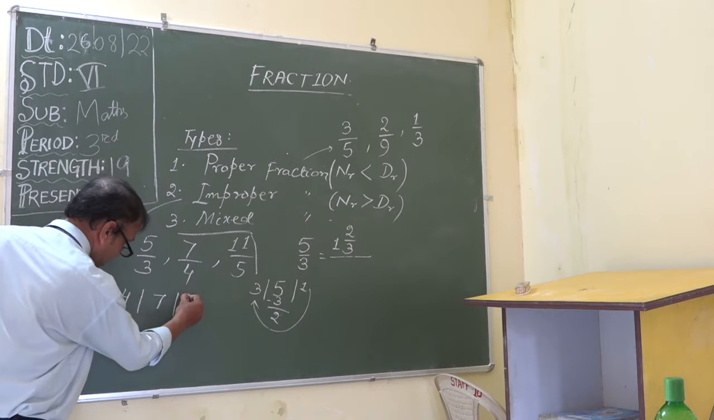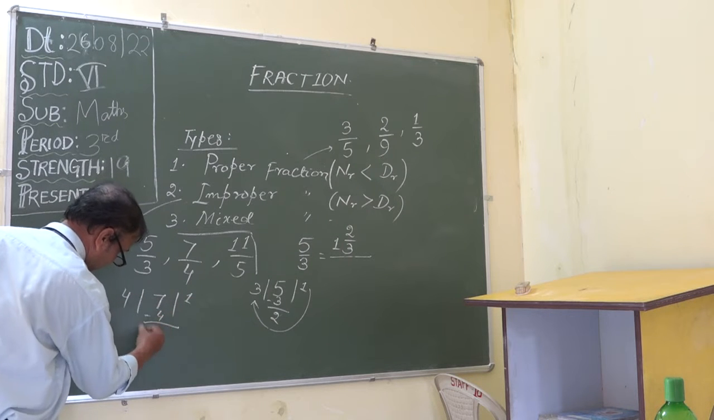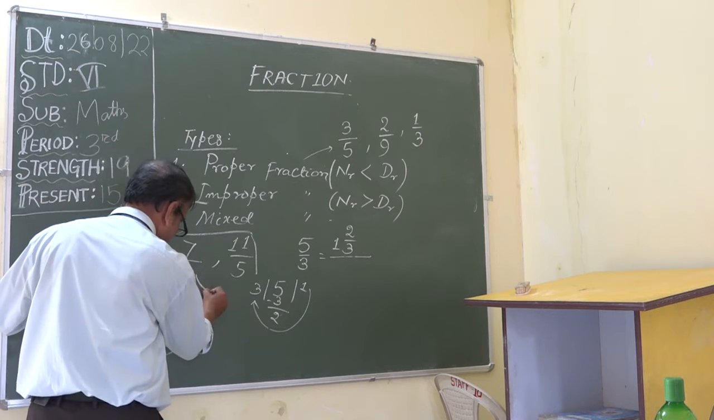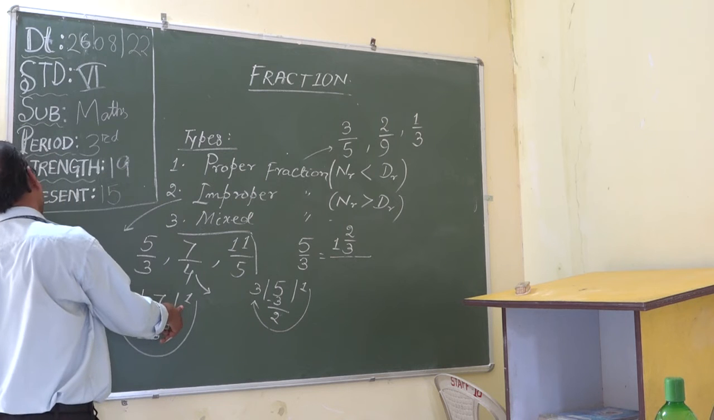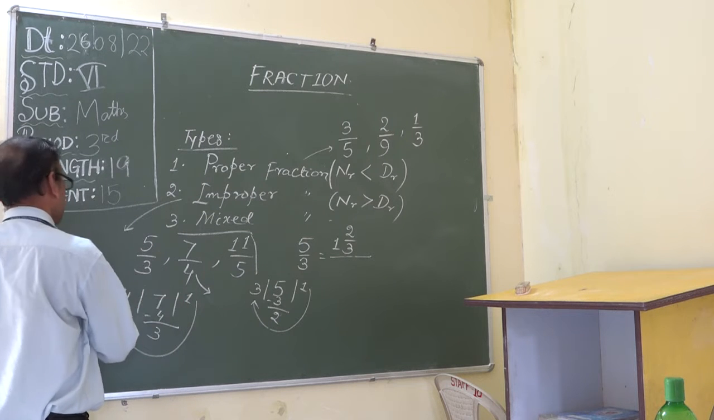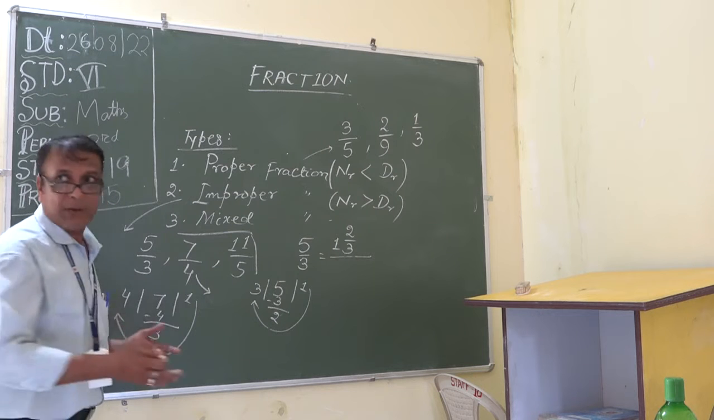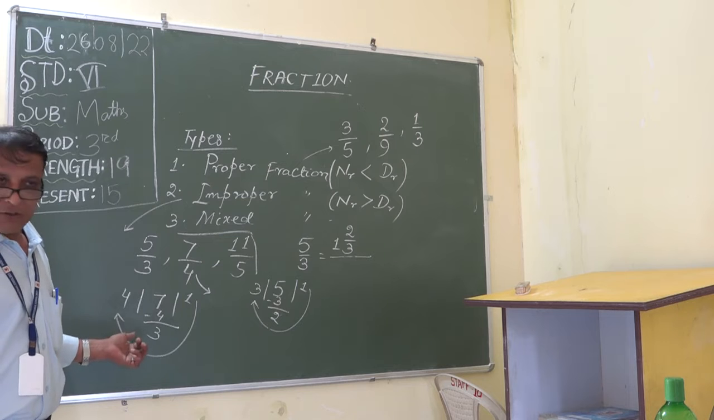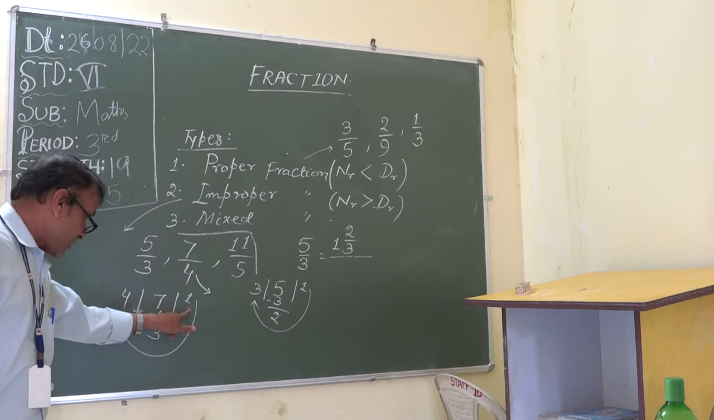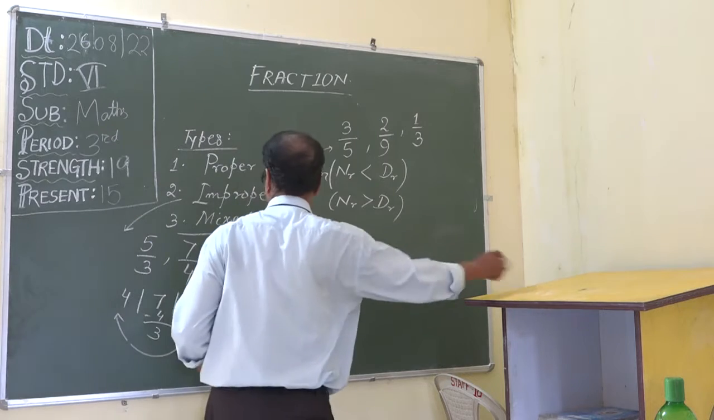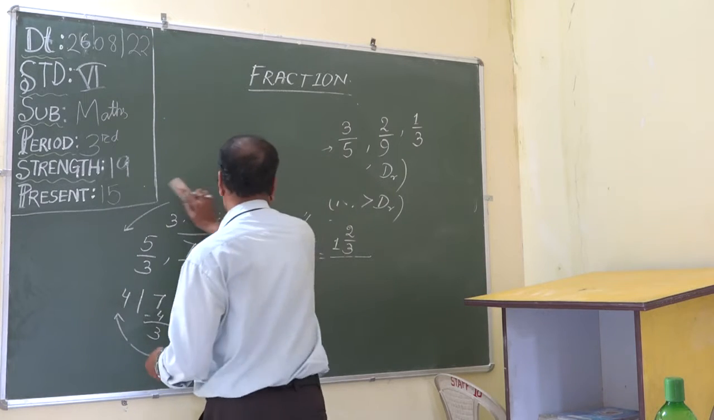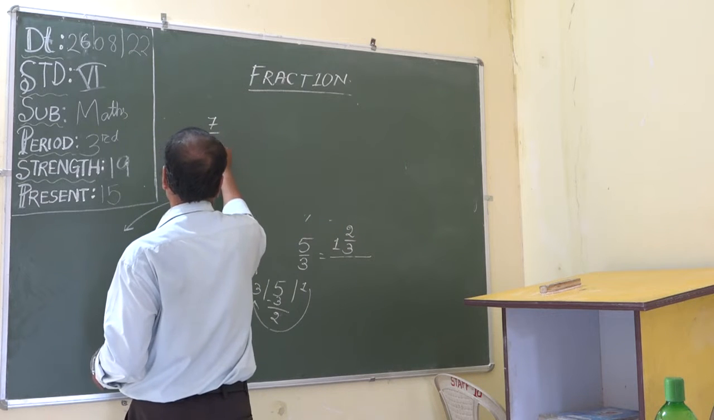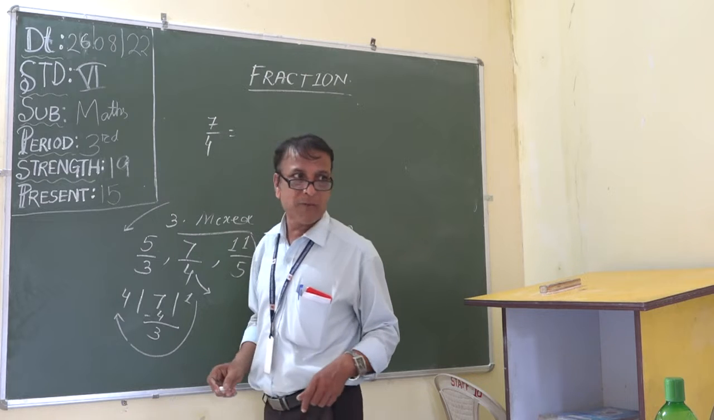Similarly, 7/4. 7 divided by 4. 4 ones are 4, 7 minus 4 is 3. So I will come from this way. So 7/4 in mixed form, what can we write? It is 1 whole 3/4. Why are you not saying it? You are doing your work. First you try to understand, then you will write. 1 whole 3/4. So 7/4 is equal to 1 whole 3/4.